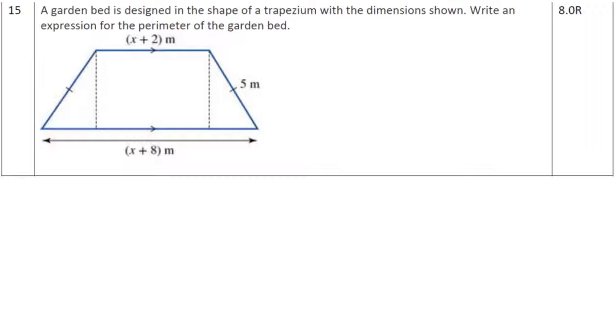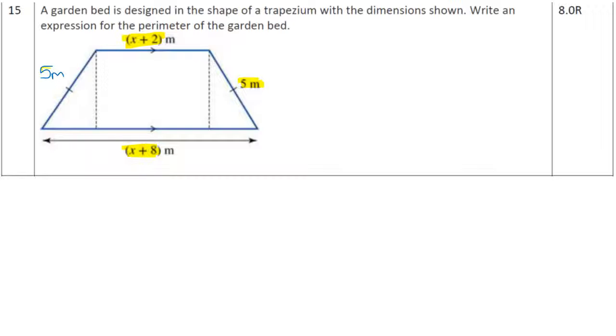Okay, so what I was really looking for here, because we haven't said what x is, was to get an expression for the shape. So we've got to think about the stuff that we know. The top side is x plus 2 meters. The bottom side is x plus 8. Now we've got 5 meters here, but we've also got to think about what the symbol means here. It means that we must have 5 meters on this side as well.